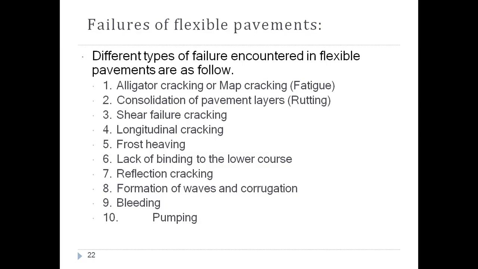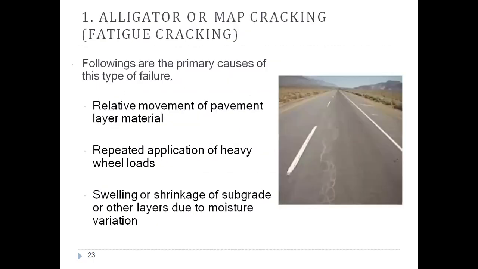Here, we have to provide the embankment for the sewer lines which we provided on both sides of the pavements. If the embankments cannot be provided properly, soil erosion can be seen, and the formation of waves and corrugations can be seen on the pavements. The bleeding and pumping of these pavements are the major failures of flexible pavements.